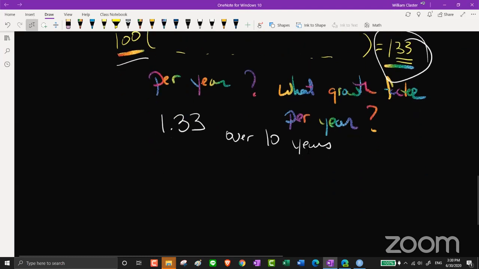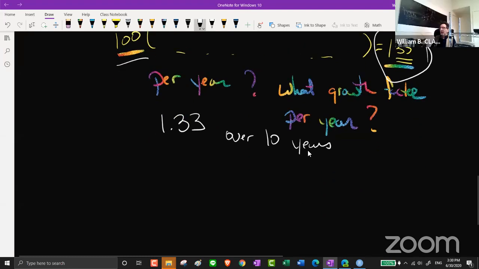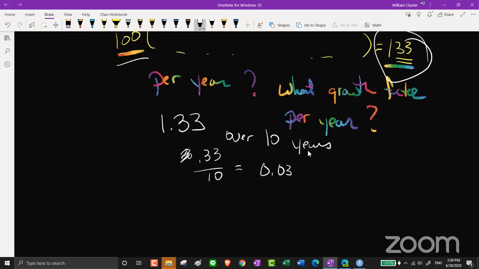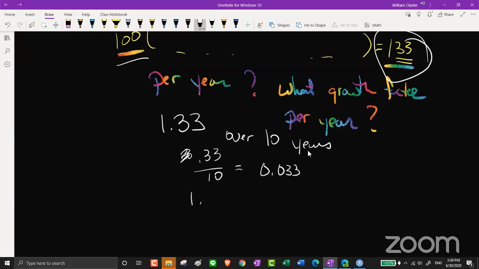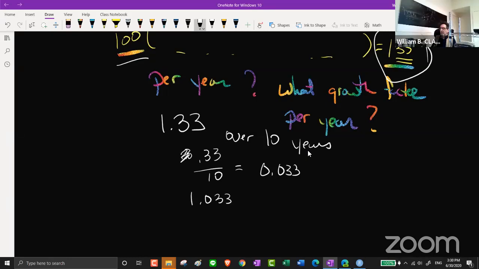Yes. Okay, so now you might think, well, if I need that in 10 years, then each year it should be 0.33 divided by 10. So what is 0.33 divided by 10? Equals that, right? Yes. So you might think, okay, I need that growth factor per year in order to get a 10-year growth factor of this. Does everyone understand that logic?